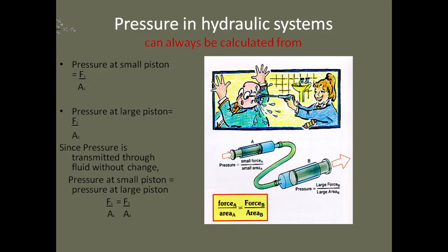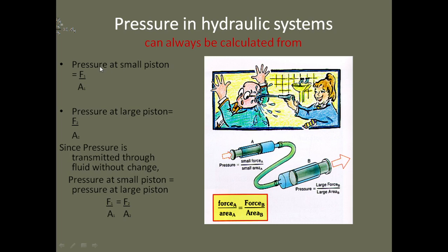Now pressure in a hydraulic system, we can calculate pressure in a hydraulic system from what you have on the screen there. So pressure on a small piston, this is the simplest system you can think of. The simplest hydraulic system is made up of 2 syringes, one big and one small, connected with rubber tubing.